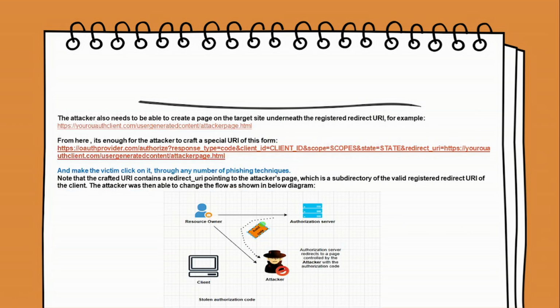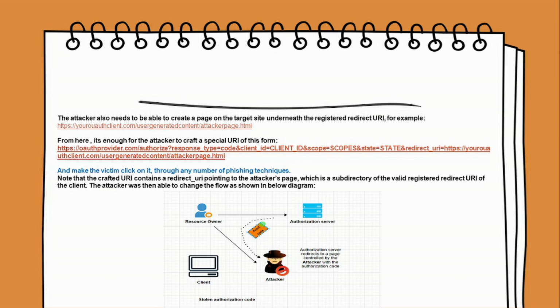The attacker also needs to be able to create a page on the target side underneath the registered redirect URI. For example, you have your-oauth-client.com, and the attacker will put something like /user-generated-content/attacker-page.html, attaching that HTML page to the redirect URI address. Now you can see how the URL will look: https://oauth-provider.com/authorize with query parameters response_type=code, client_id, scope, state, and then the redirect_uri will look like https://your-oauth-client.com/user-generated-content/attacker-page.html. This is the address that the attacker has crafted.